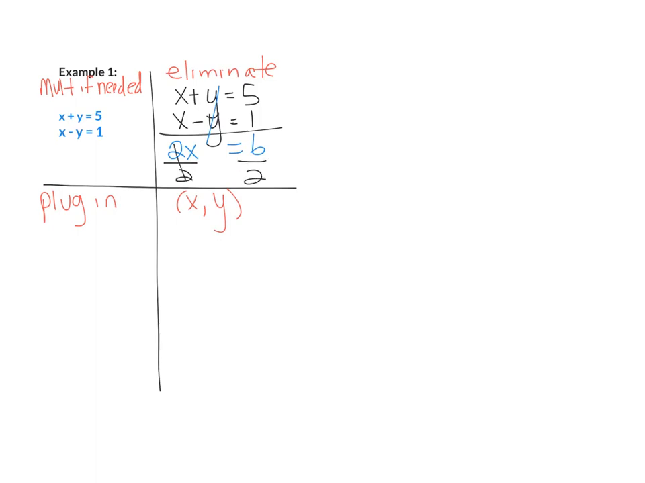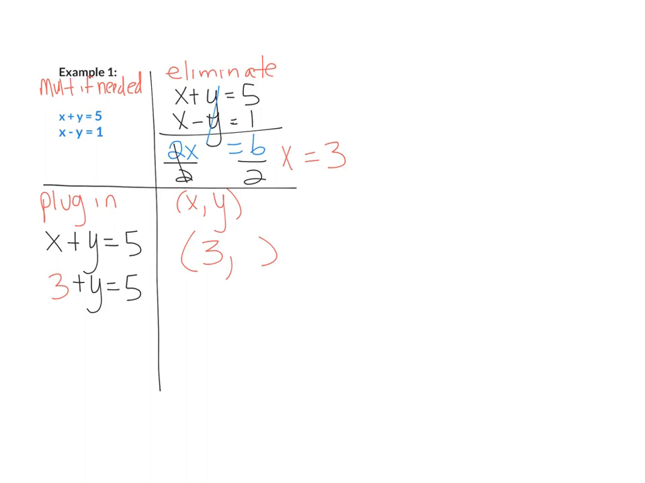2 divided by 2 will cancel out. 6 divided by 2 will give me 3. So x equals 3. So I can put down one part of my answer, which is 3, comma something. Now I'm going to go ahead and plug in. I'm going to take the first equation, which is x plus y equals 5. And where my x is, I'm going to plug in 3. So I have 3, and then I'm going to bring everything else down, plus y equals 5.